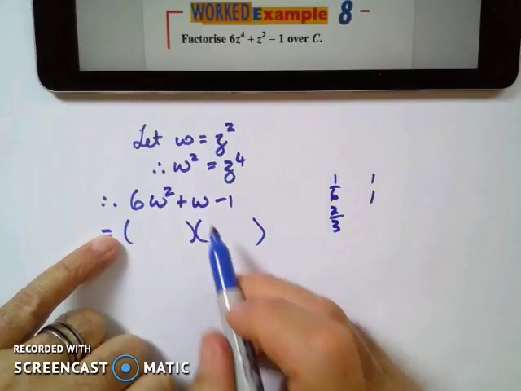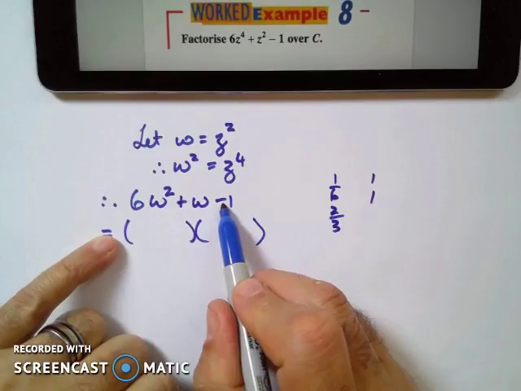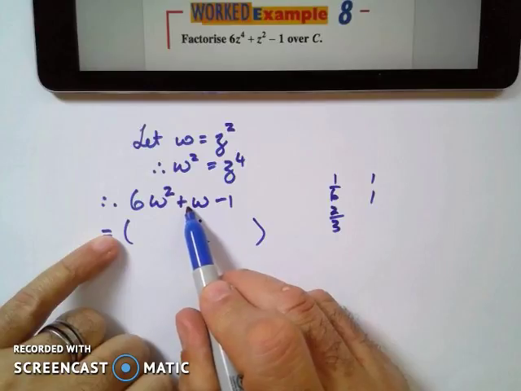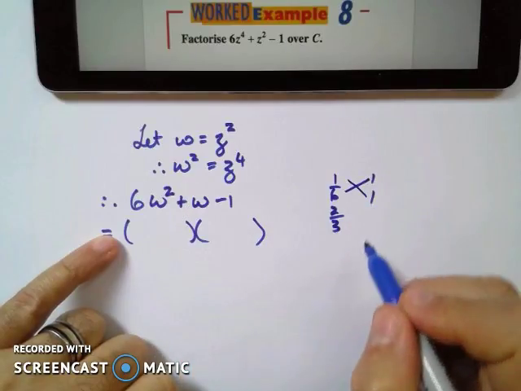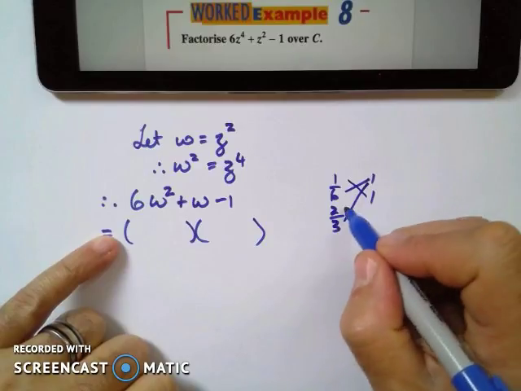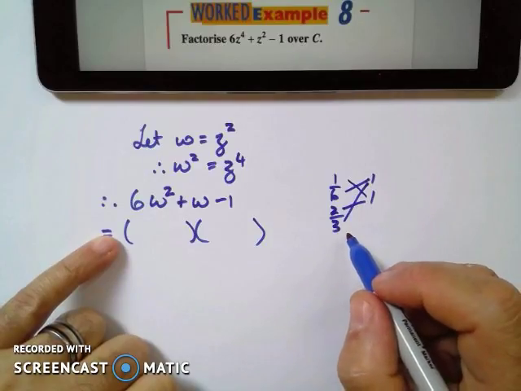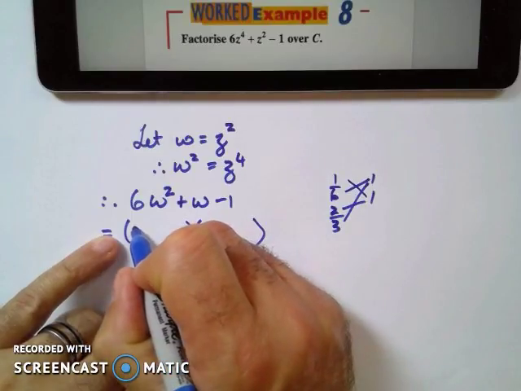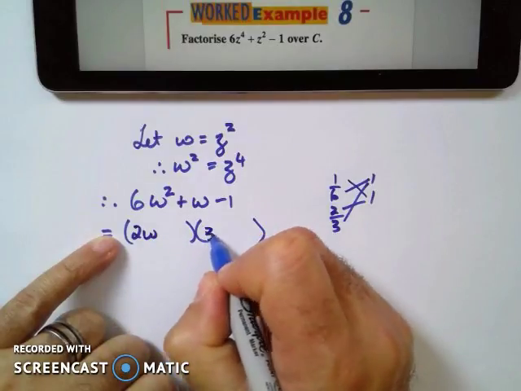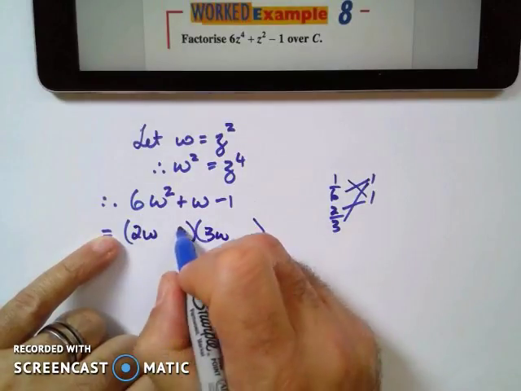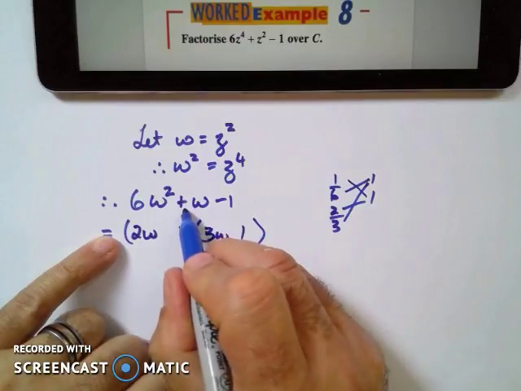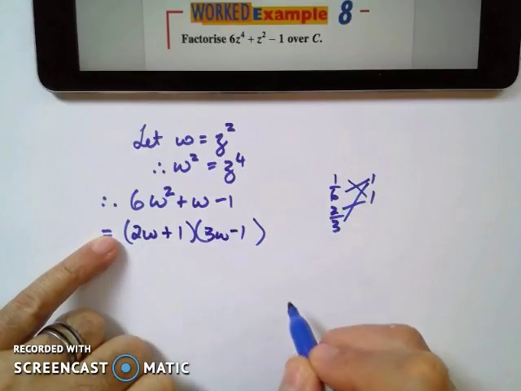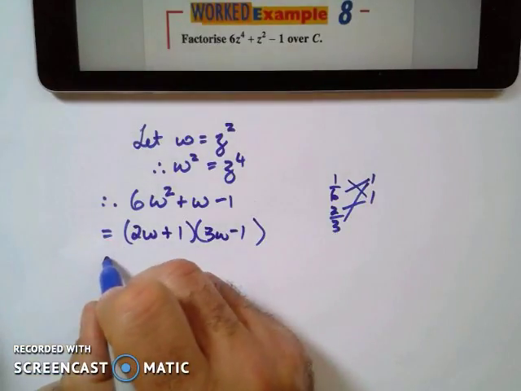1 is 1 and 1. I know that it's a negative, which means the symbols are not the same. The difference needs to be positive 1. So 6 and 1 doesn't give me 1. I have 3 and 2. The difference between that is positive 1. So I'm going to say I have 2w and 3w, which will give me 6w. That's a 1, that's a 1. The largest one must be plus, so this will be positive 3w, take away 2w will give me plus w.